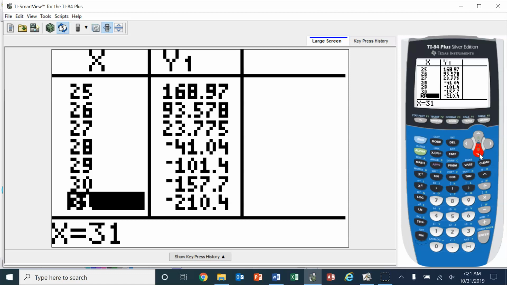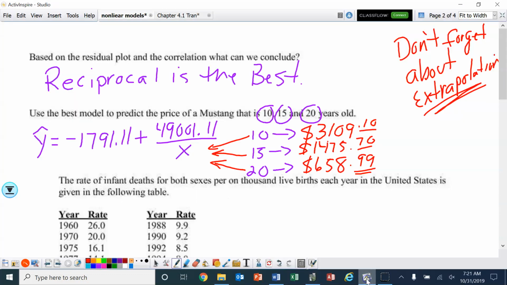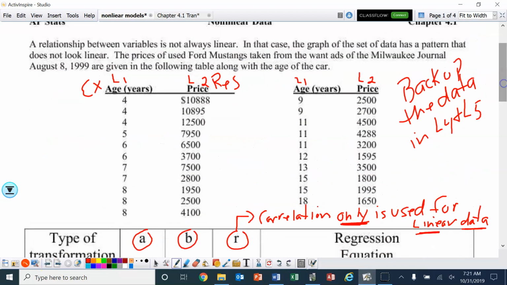But that's going beyond the data, because if you look, ladies and gentlemen, at the original data, it goes from 4 to 18 years. And predicting much beyond 18 would be a bad thing. All right?